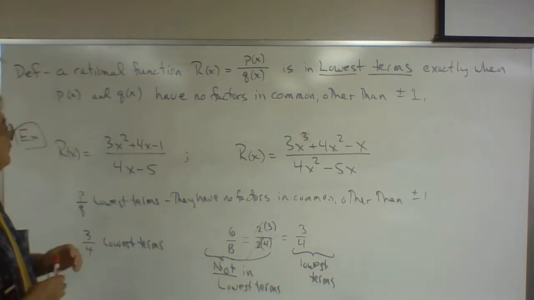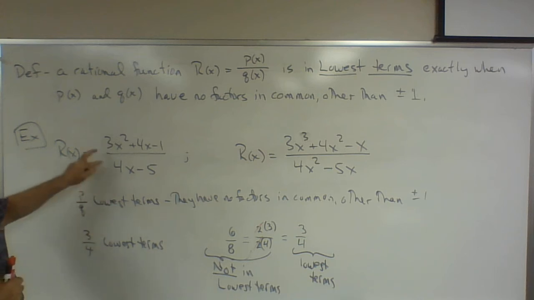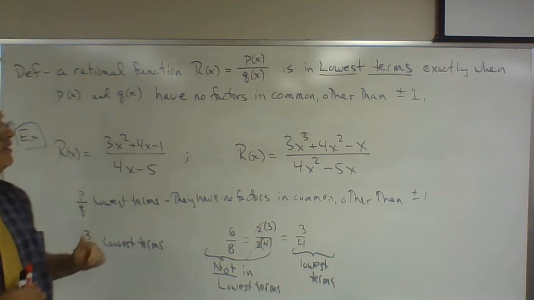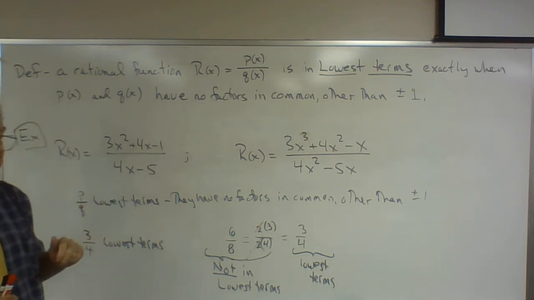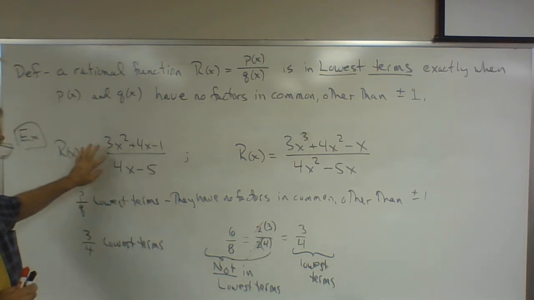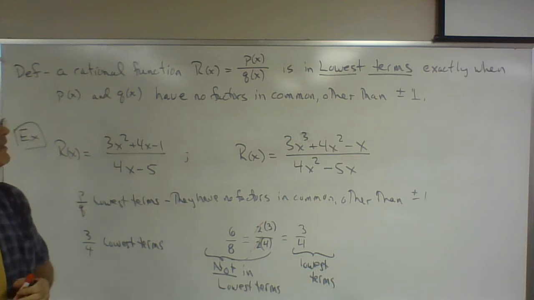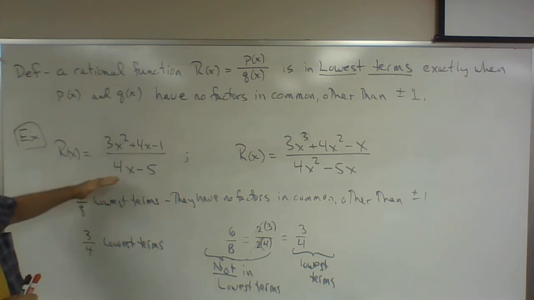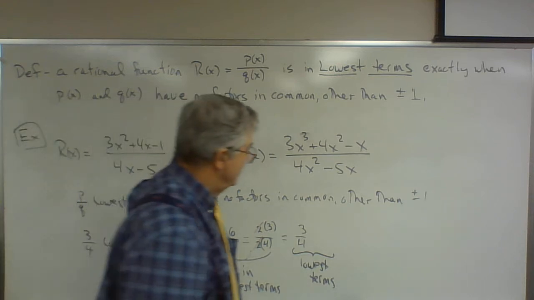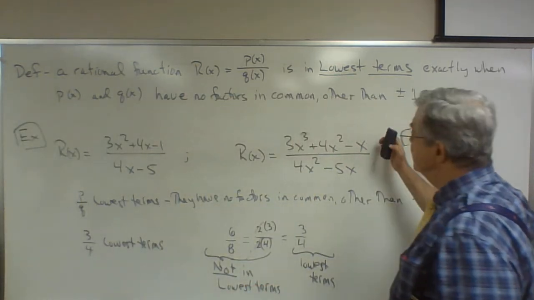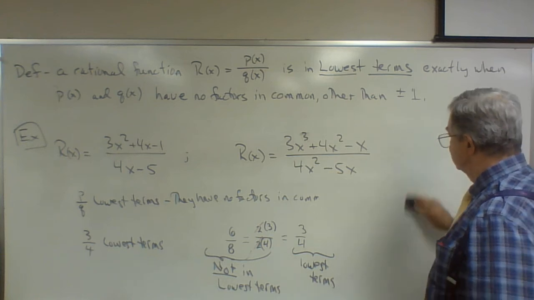And we apply this same concept to rational functions. If they have some factor in common other than plus or minus 1, then they're not in lowest terms. If they don't have any factors in common other than plus or minus 1, then they are in lowest terms. So let's look at these two rational functions.